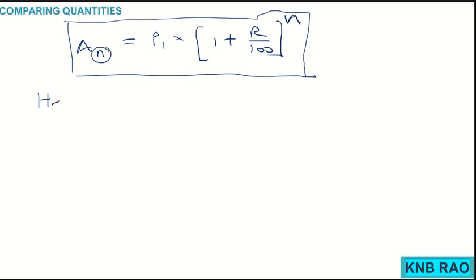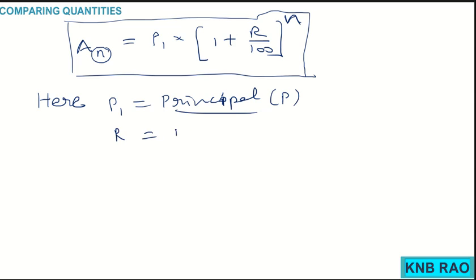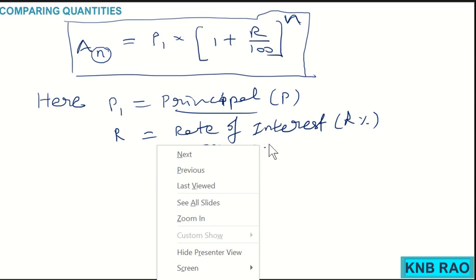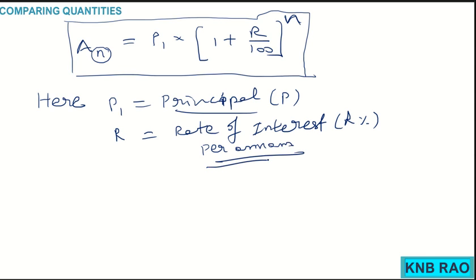Here, P1, which I can say instead of P, is the principal, and can be substituted as P, and the rate of interest is normally given as R%. Rate of interest per annum is normally given. It is per annum, or for the time period of calculation.